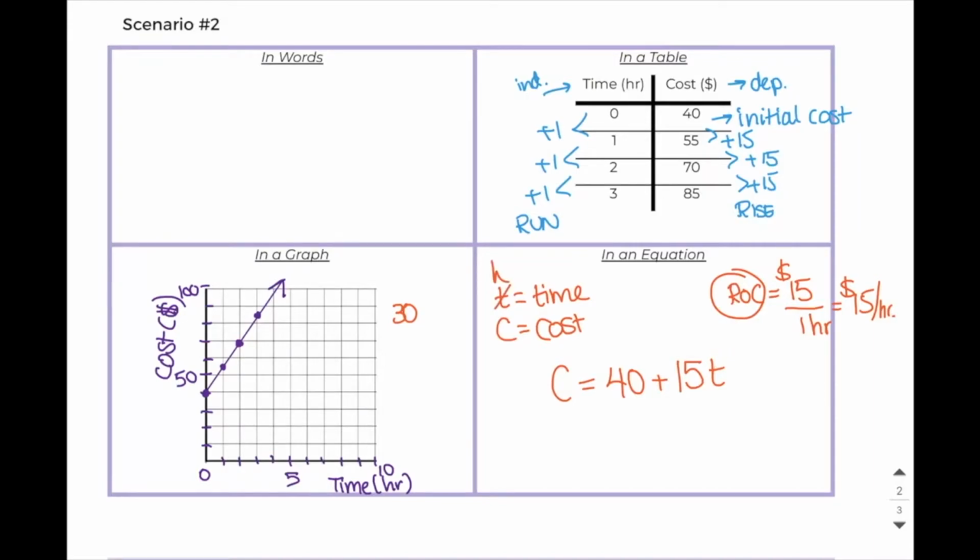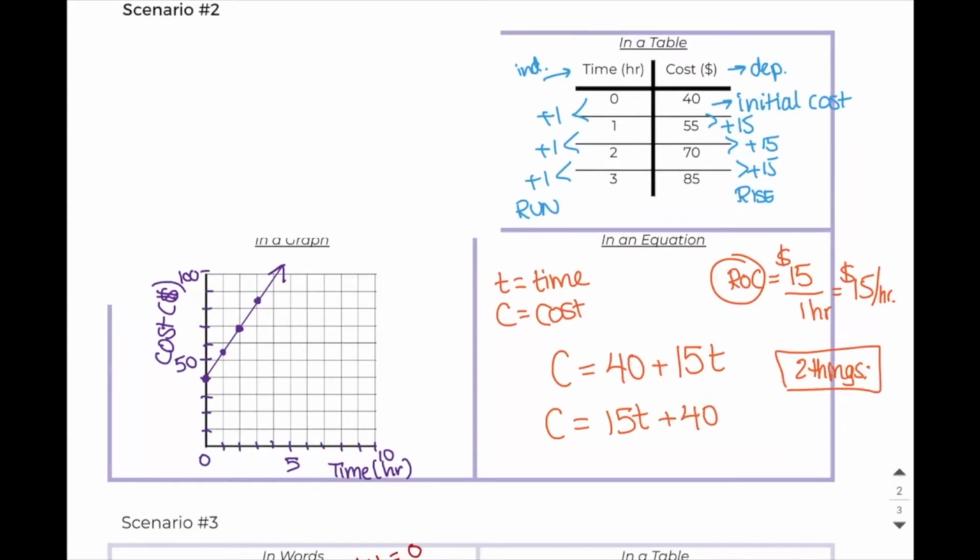It doesn't matter. If the variables are not defined for you, you can choose whatever letters you like. You also have the option to say the cost is $15 per hour plus an additional $40. And just a reminder that the two things that we need whenever we're trying to find an equation are the rate of change, which we figured out here was 15, as well as the initial value, which here we know is this $40 that we have right here.